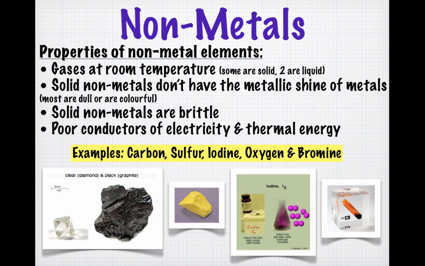Here are some properties of nonmetal elements. Most are gases at room temperature. There are some that are solid and a couple that are liquid. Solid nonmetals don't have the metallic shine, so they don't have that high luster present within some metals. Most are actually dull, or they can also be colorful. Solid nonmetals are brittle and poor conductors of electricity and thermal energy. Examples include carbon, sulfur, iodine, oxygen, and bromine.